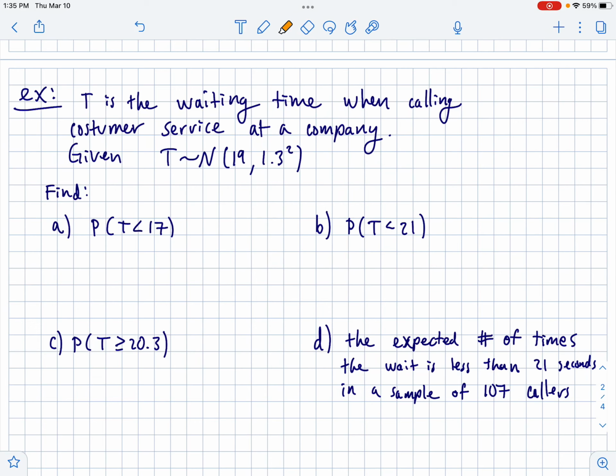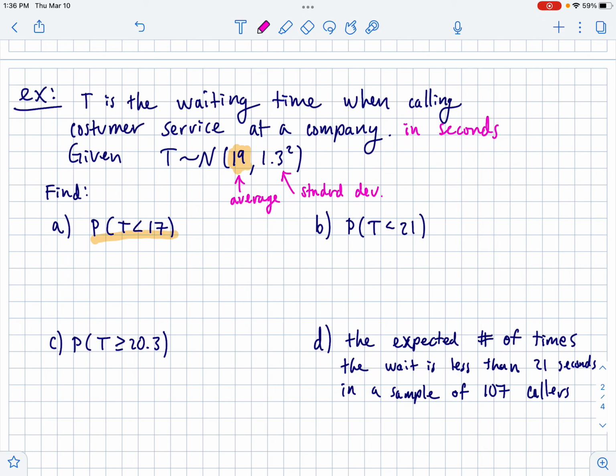Let's say capital T is the waiting time when you call customer service at a company. Here they're giving us that the average wait time is 19 minutes with a standard deviation, or maybe these are seconds. I think these are seconds. So the average wait time is 19 seconds with a standard deviation of 1.3 seconds. Find the probability of T less than 17. So this is the probability that you would wait less than 17 seconds on the phone for customer service.